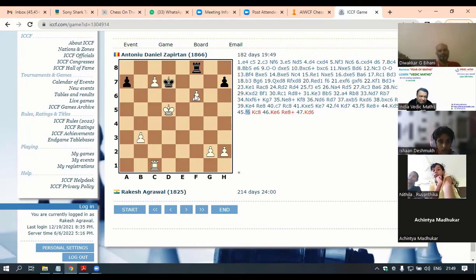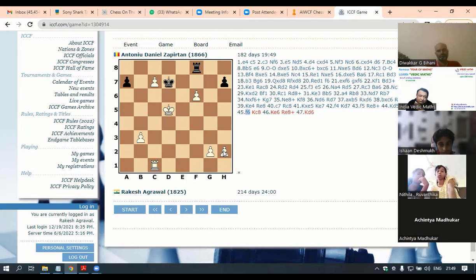For me, tell me, these pawns on the F, G and H files, are they connected or not? I expect you to know what a connected pawn is. F, G and H. Are they connected pawns or not?